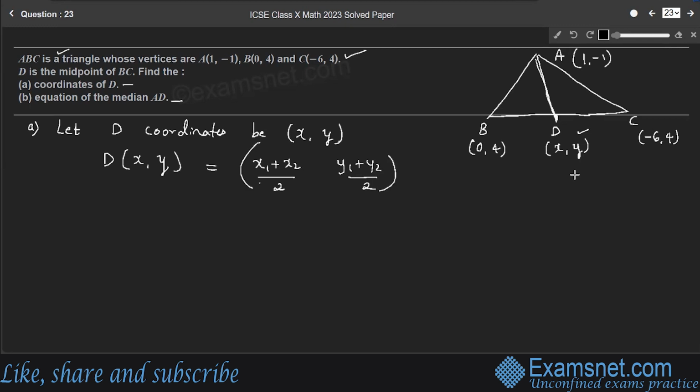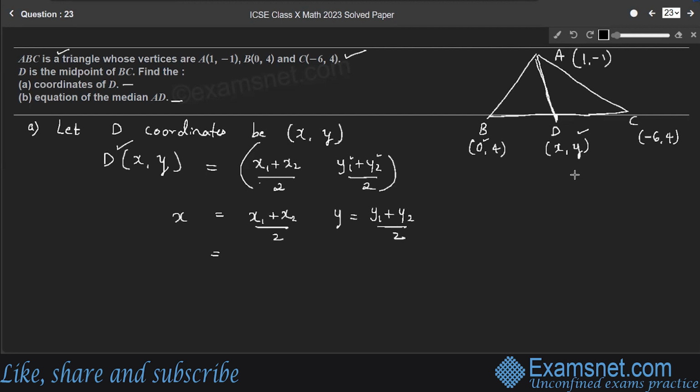So this formula is applicable only when the point, here it is D, is the midpoint of the line. Here x1 and x2 are the x coordinates of B and C respectively, and y1 and y2 are the y coordinates of points B and C respectively. Here x is equal to (x1 plus x2) divided by 2, and y, that means the y coordinate of point D, is nothing but (y1 plus y2) by 2.